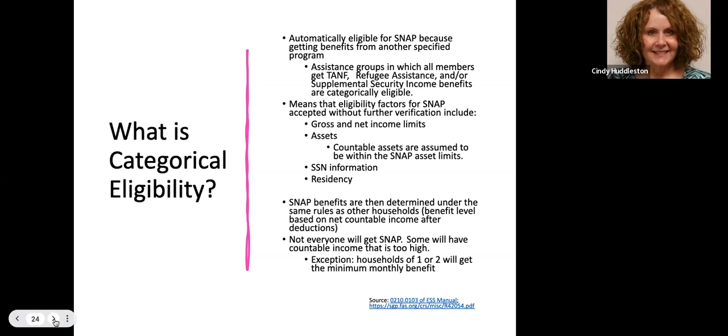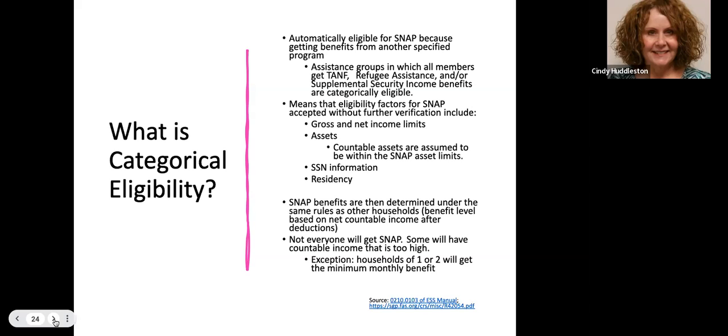In its traditional form, categorical eligibility grants SNAP eligibility based on a household's already getting cash assistance from SSI or refugee assistance or TANF. These households have already gone through eligibility determinations for those programs, so they are allowed to bypass the initial income and resource test for SNAP and are deemed financially eligible. Categorically eligible households do not have a gross income test, a net income test, or an asset or resource test.